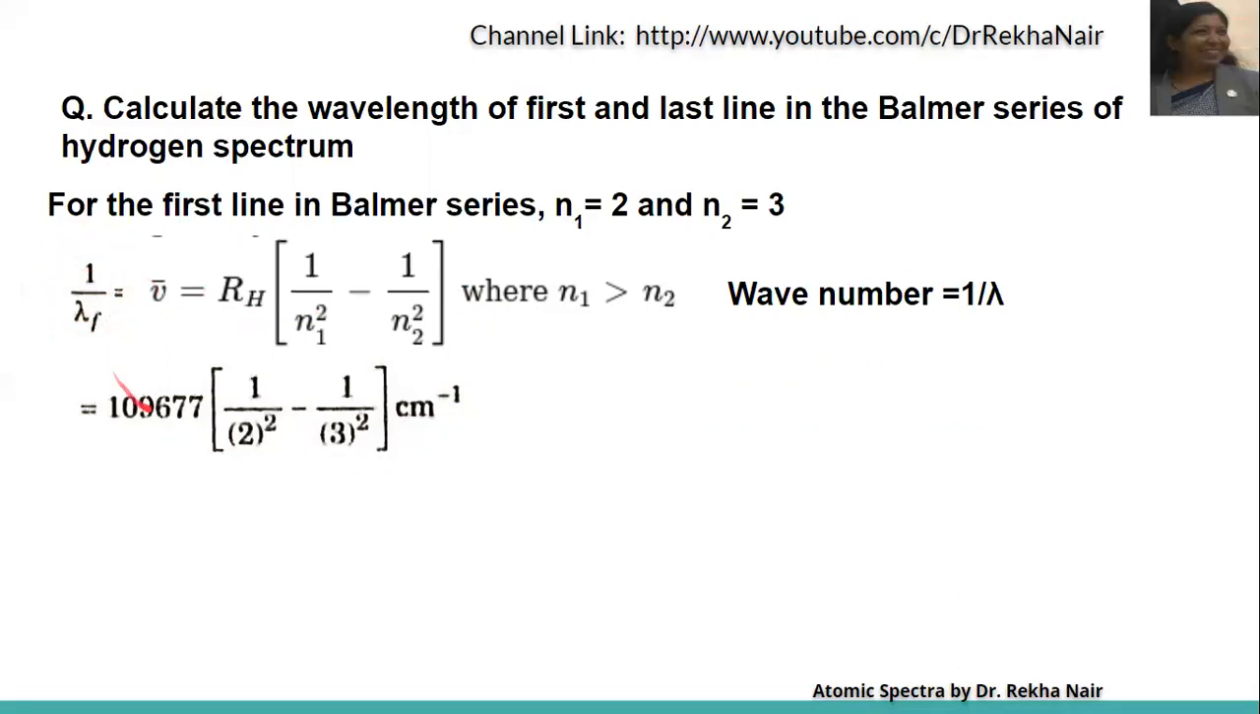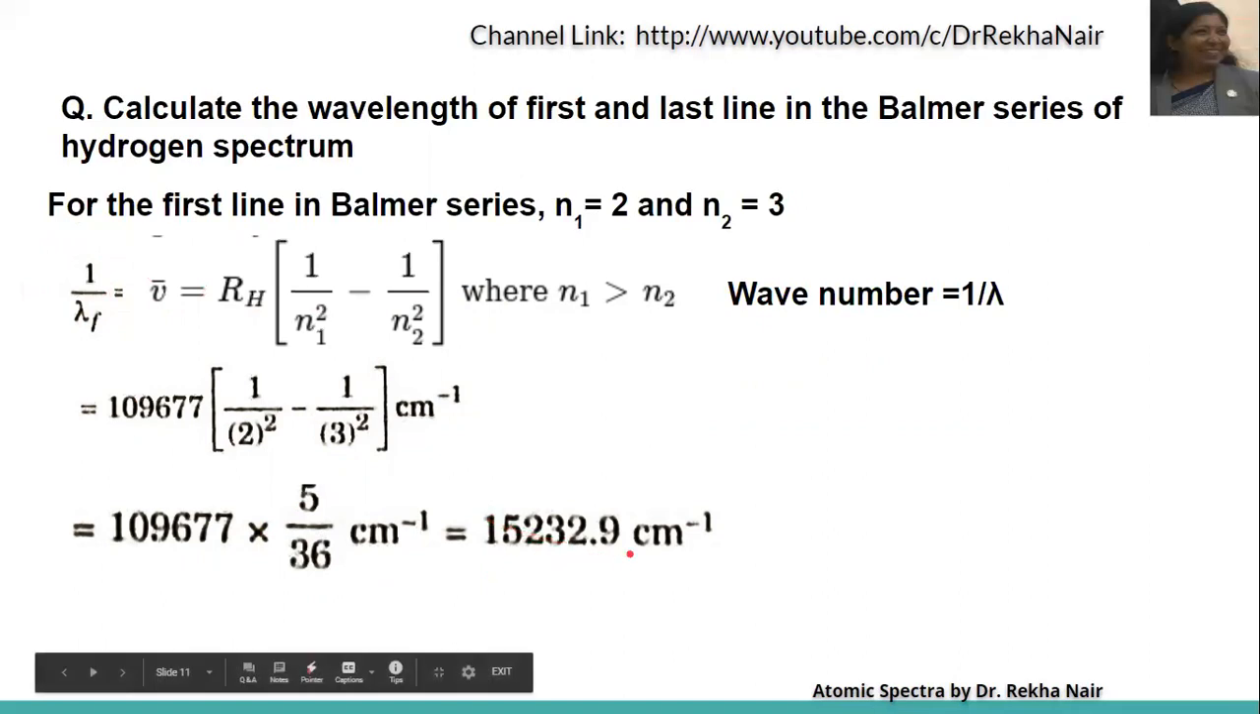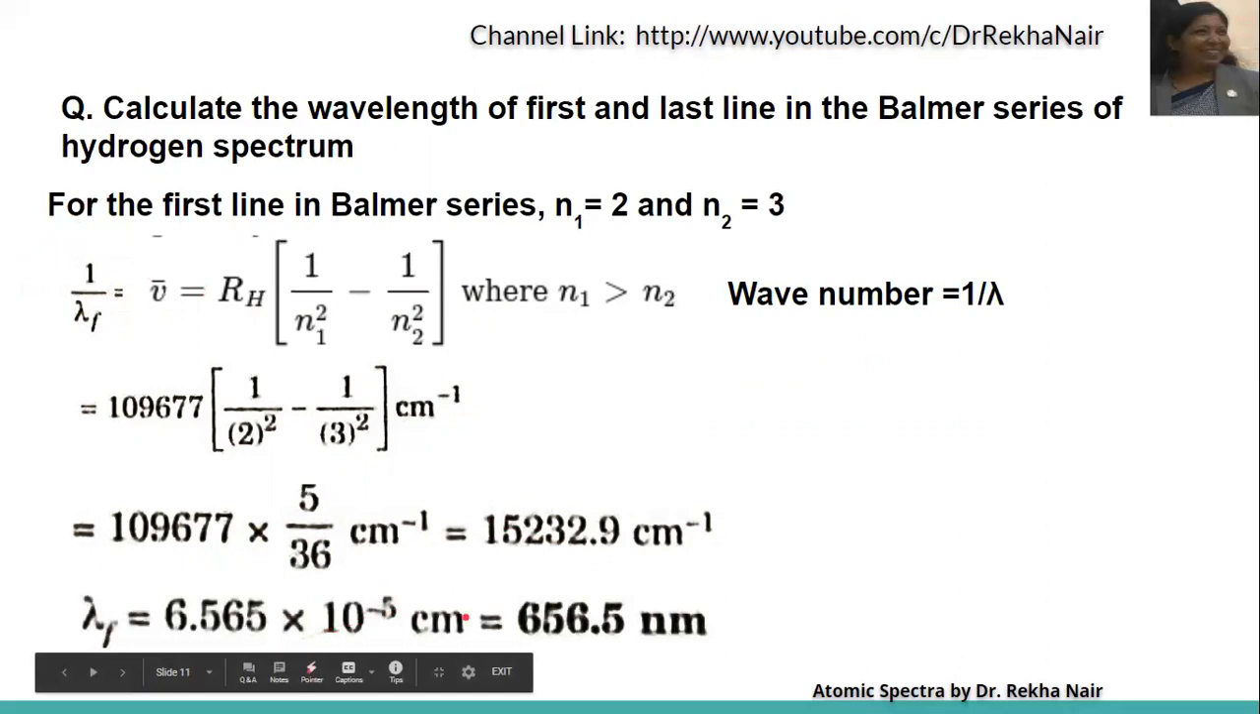So we have 109677 multiplied by 1 upon 2 square minus 1 by 3 square. So we have 109677 multiplied by 5 by 36, equal to 15232.9 per centimeter. And so lambda is equal to 1 upon this, which will be equal to 6.565 into 10 to the power minus 5 centimeter.